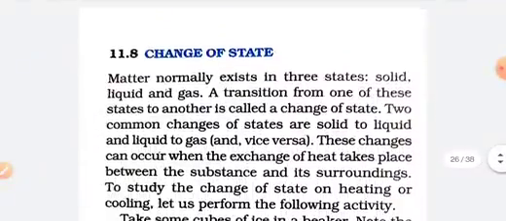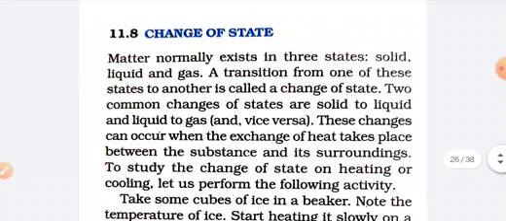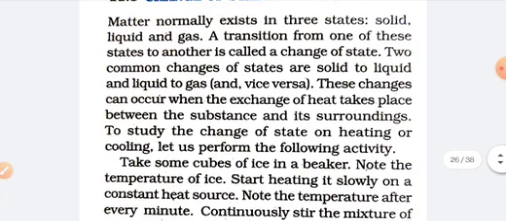Our next topic is change of state. Matter normally exists in three states. We know that: solid, liquid and gas. A transition from one of these states to another is called the change of state. When matter changes from one state to another, it is called the change of state. Two common changes of state are solid to liquid and liquid to gas. Normally solid changes to liquid and liquid changes to gas, and vice versa also. Liquids also change to solids and gases also change to liquids.